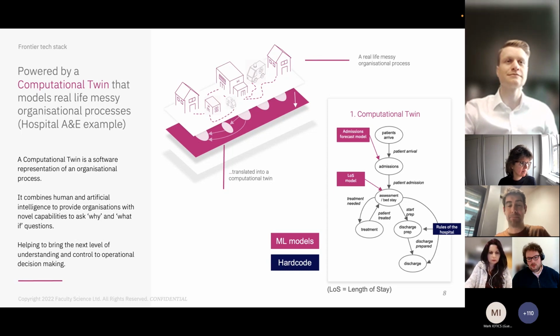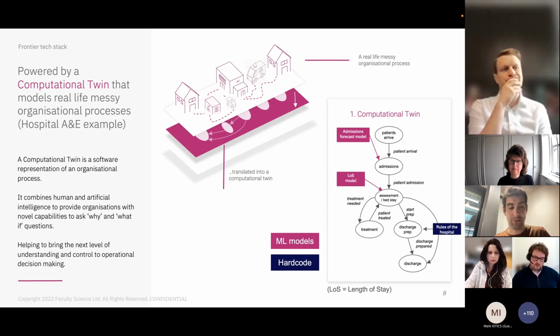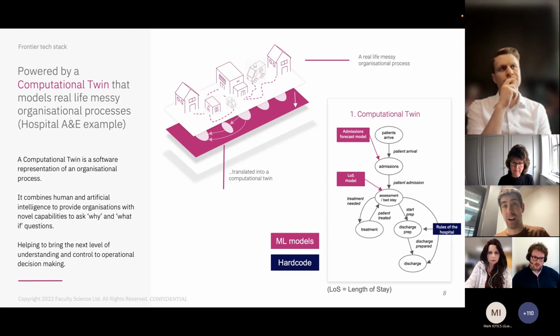Sounds simple, but actually this is happening a lot of times every day, and the second and third order effect of making a wrong decision can be quite catastrophic. And so those elements in purple are where we built machine learning models using external variables, and the element in blue, the rules of the hospital, are hard coded. So those things don't change.